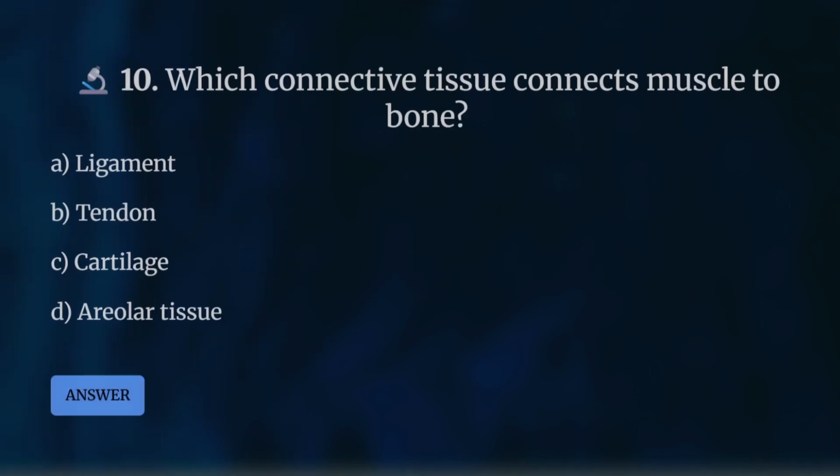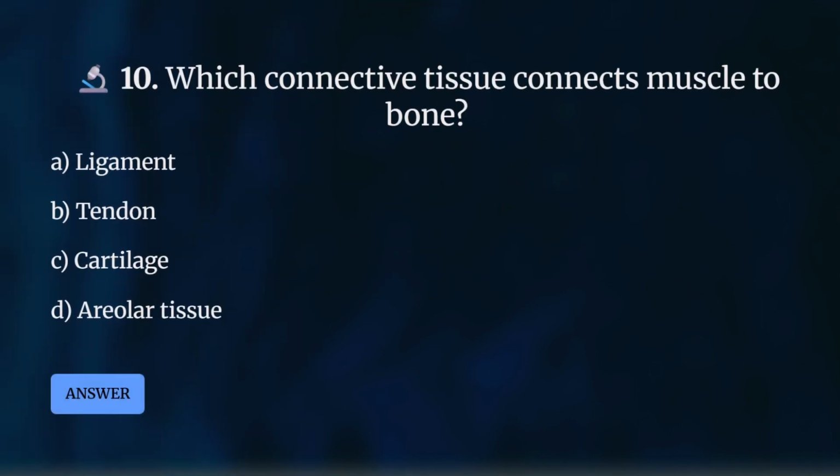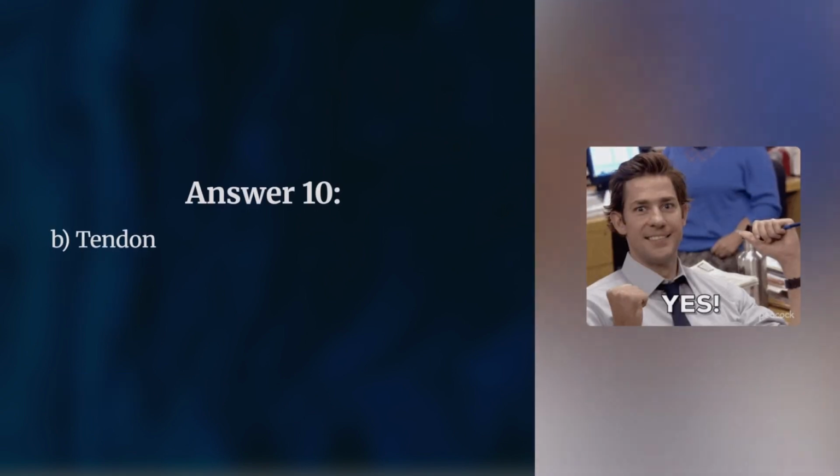Let's see question number 10. Which connective tissue connects muscle to the bone? The options are A. Ligament, B. Tendon, C. Cartilage, and D. Areolar tissue. So the tissue which connects muscle to the bone is called tendon.